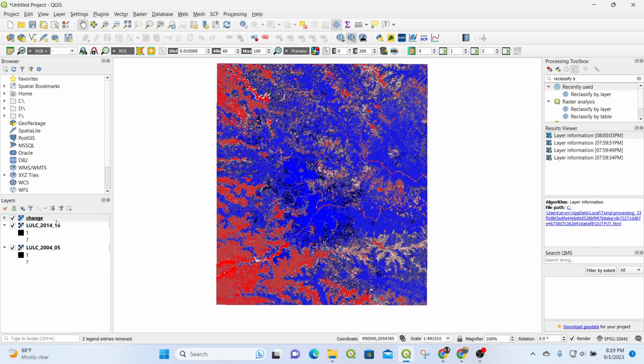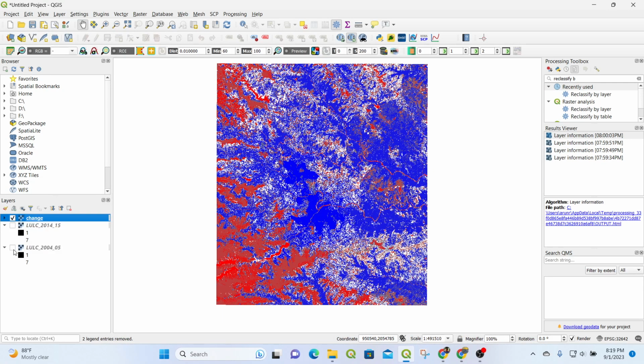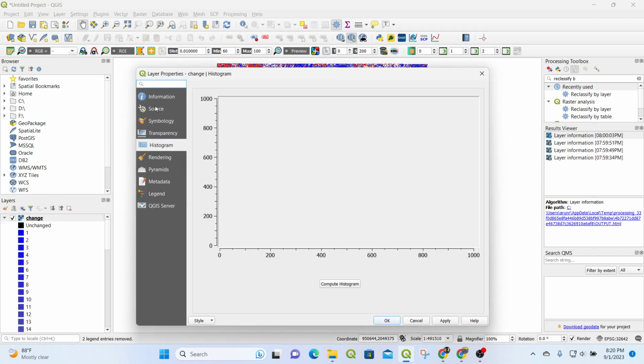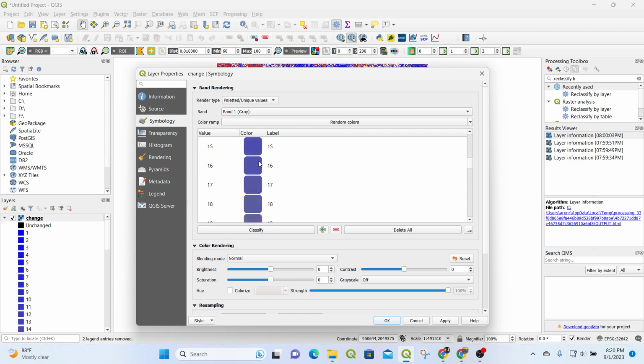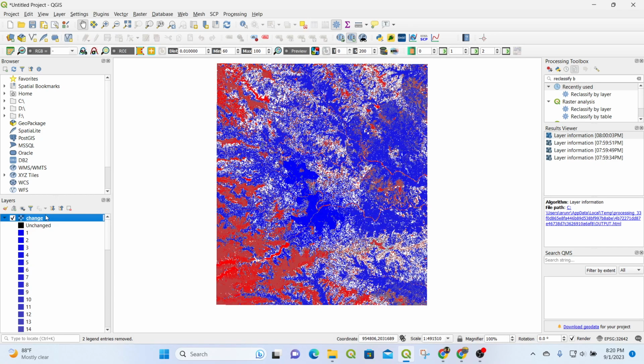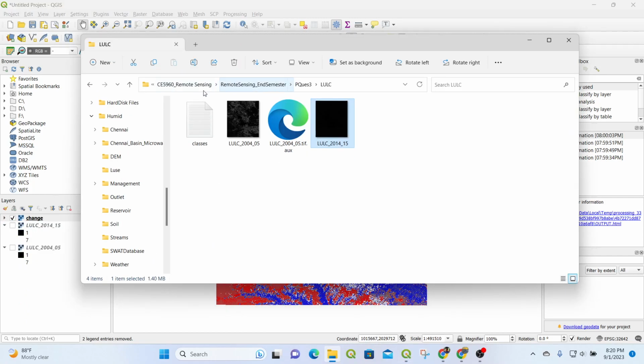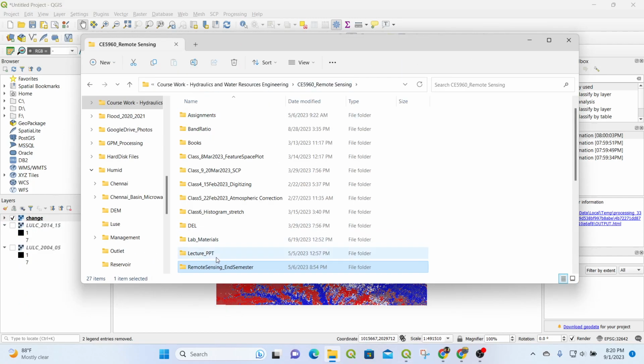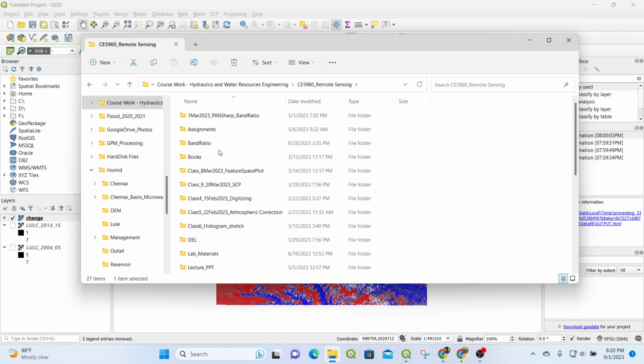So this one is completed. I will just remove both the layers. So you can see what the changes are. It has given many pixels. If I go to symbology, unique values, it has given me 49 different changes. Now I need to see what these changes actually are. So if I go to the place where I did my change detection, there should be another file.